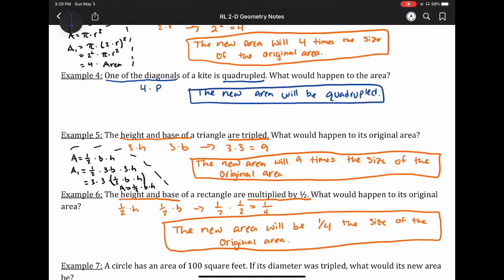Or I could just say the area will be quadrupled. That's probably a more proper way to write it. So let's just go ahead and fix that. I'll just say the area will be quadrupled. All right.